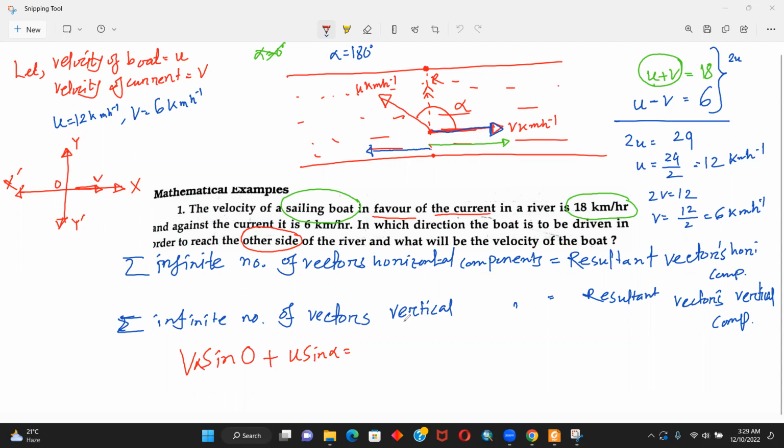V plus u sine alpha. I'm not saying what it equals to; I'm saying what is on the right side: the resultant vector's vertical component. Resultant vector's sine 90. That is just a trigonometric ratio. How do you get the vertical component? You have to multiply the vector with it, right? That will be r sine 90.